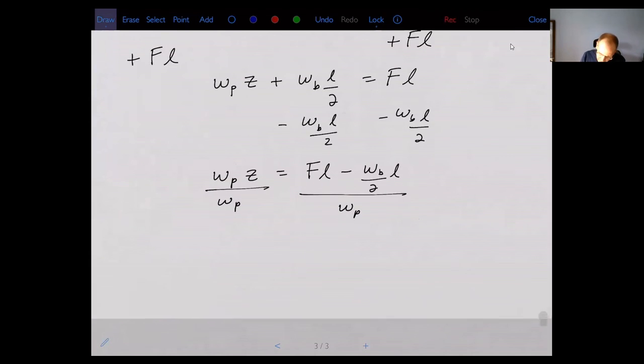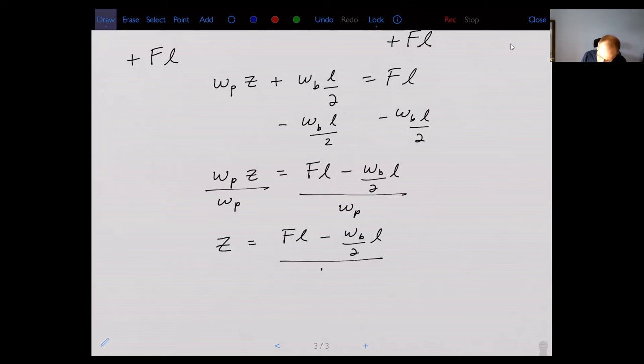So I'm going to get Z is equal to FL minus the weight of the board over 2 times L over the weight of the person. And just to clean things up a little bit, in the numerator, I could factor out the L. So I could write this as F minus the weight of the board over 2, all times L, right? Factor out an L, divided by the weight of the person.